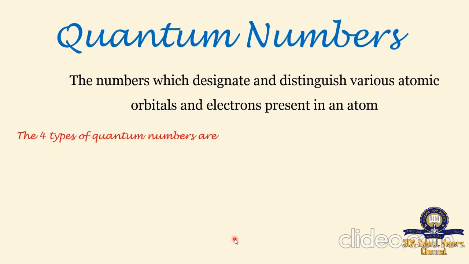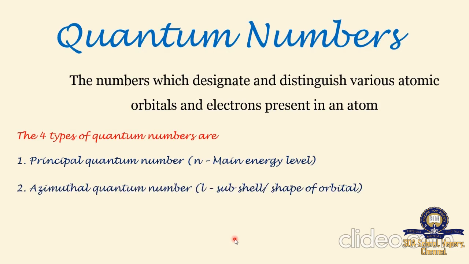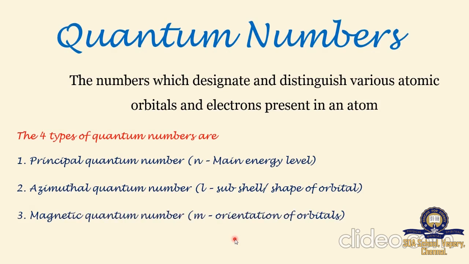The first one is the principal quantum number, which is n, the main energy level. The second one is the azimuthal quantum number, denoted by l, which deals with the subshell or shape of an orbital. The third one is the magnetic quantum number, denoted by small m. And the fourth one is the spin quantum number, denoted by small s. In higher classes, we'll be dealing with quantum numbers in detail. And that's it for today's class, my dear students.